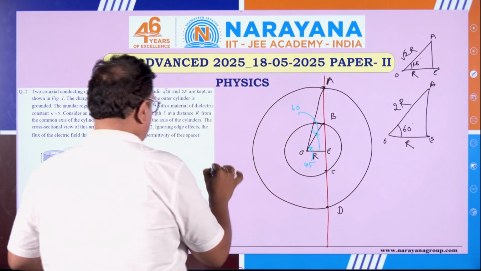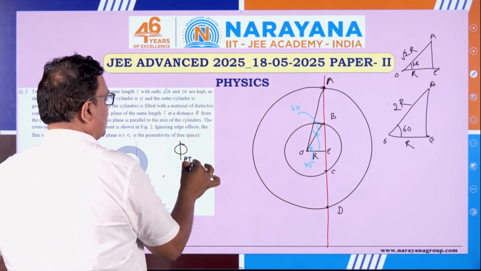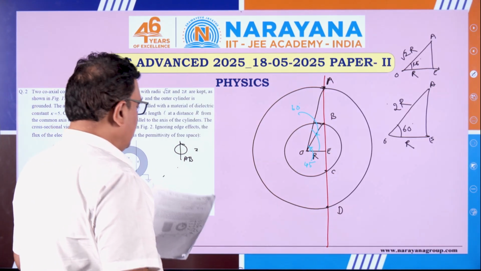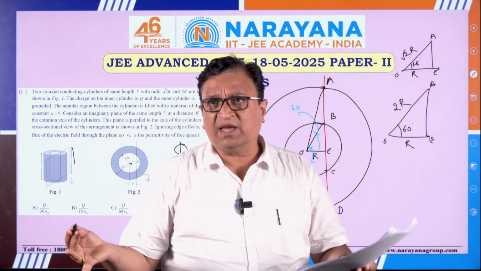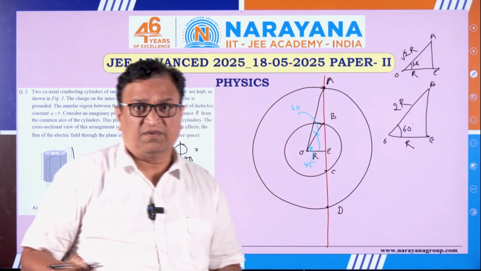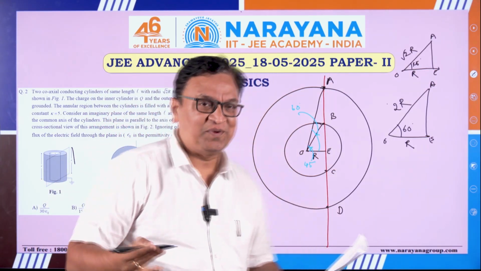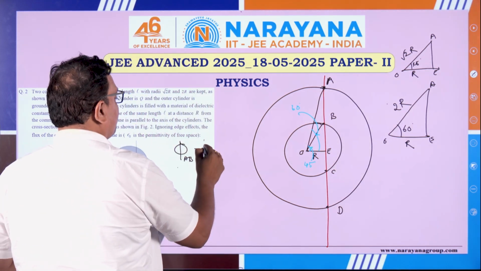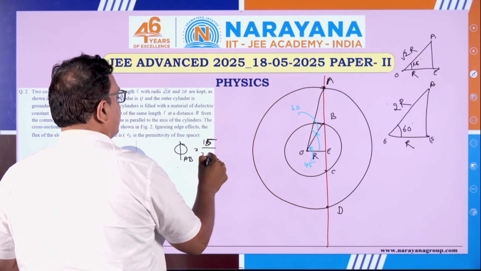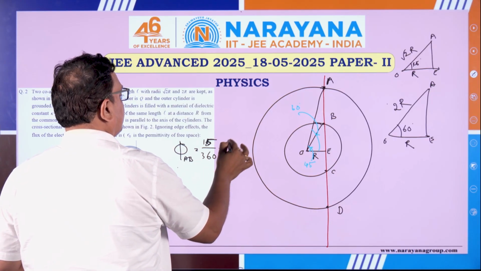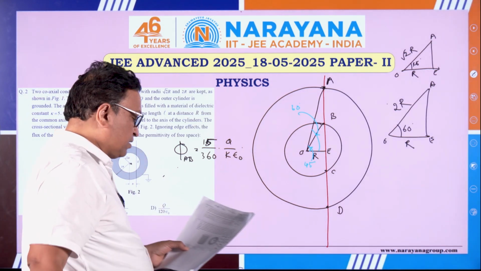so I'll write over here. Flux through the portion AB is, if it is 360 degrees, I would have written Q by K epsilon naught. You have given me only 15 degrees scope. So therefore, 15 degrees by 360 times Q by K epsilon naught.